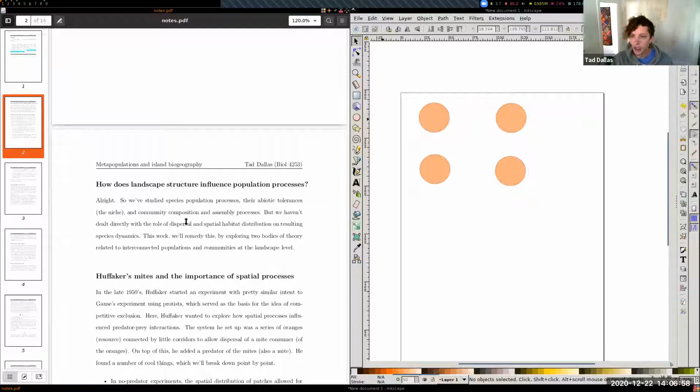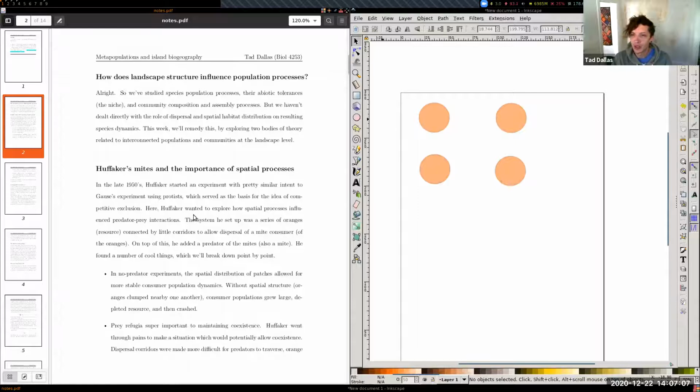And to sort of motivate us to start thinking about the spatial context of population dynamics, I'd like to start with a description of a scientist. I think he was working for the USDA, I'm pretty sure, named Huffaker, who set up this hilarious mite experiment. And so he had these 2 species of mites, one predatory on the other. So we have a predator-prey system. And these mites exist on oranges.